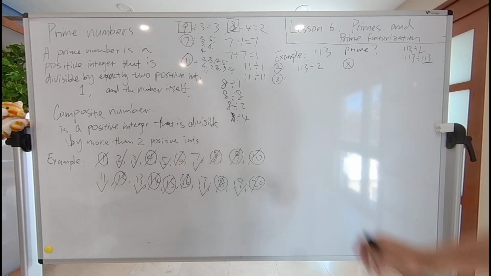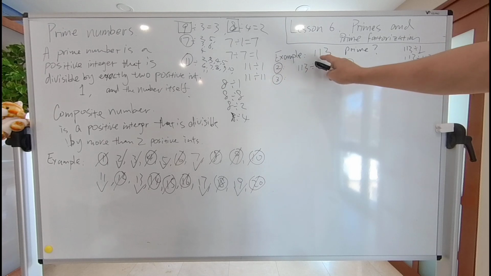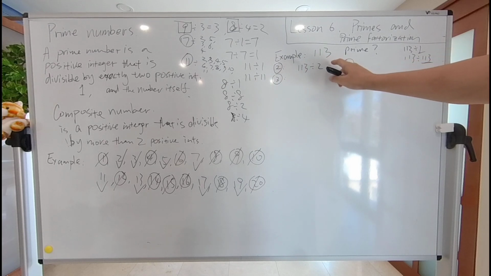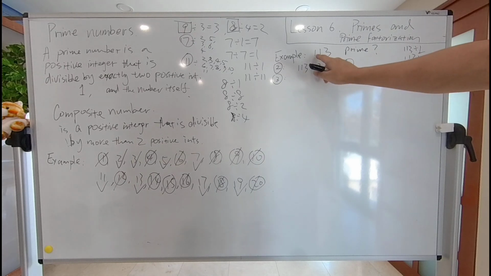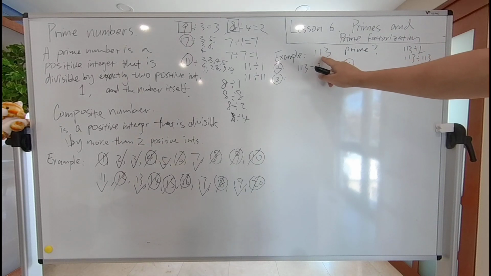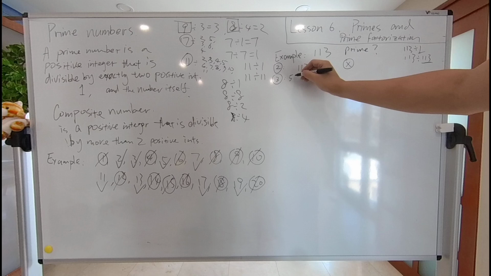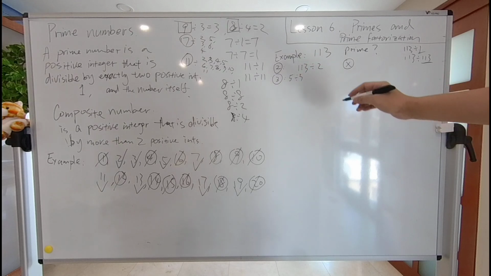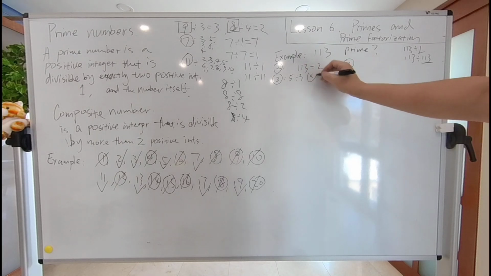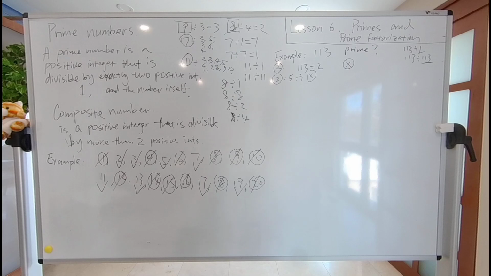It's an odd number, so it's definitely not divisible by 2. And then how about 3? For 3, remember, I can sum all the digits and check whether the sum is divisible by 3. So the sum of the 3 digits, 1 plus 1 plus 3, is 5. 5 is not divisible by 3, so 3 is not a factor of that.